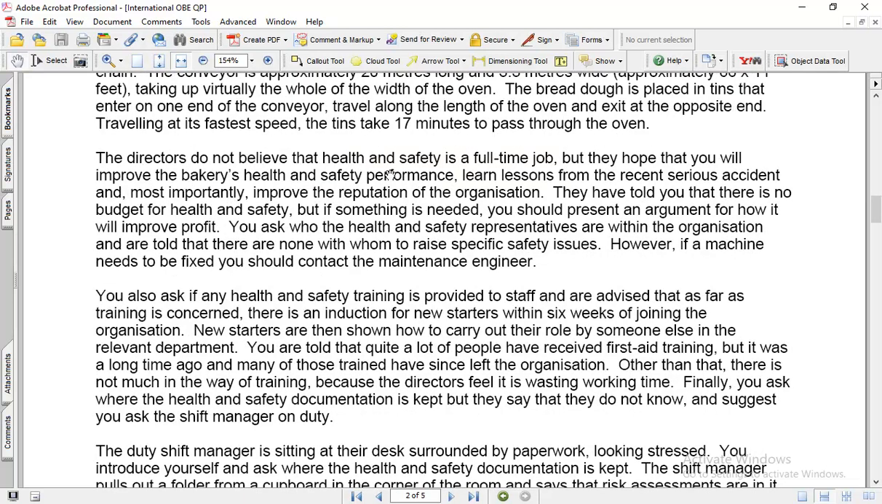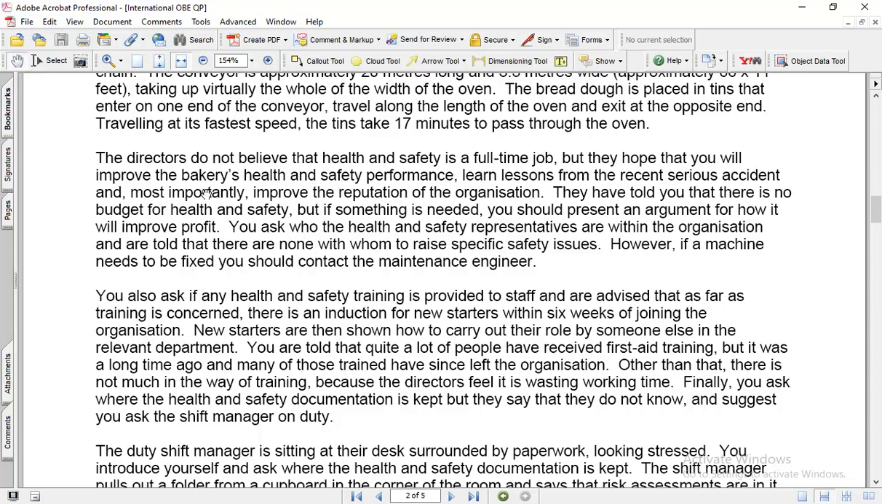The directors do not believe that health and safety is a full-time job. So it means there is no health and safety management commitment in the organization. This is the first point that we are getting from the scenario for health and safety. It means the management commitment or leadership doesn't exist.